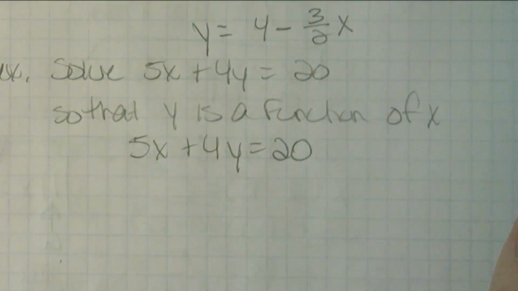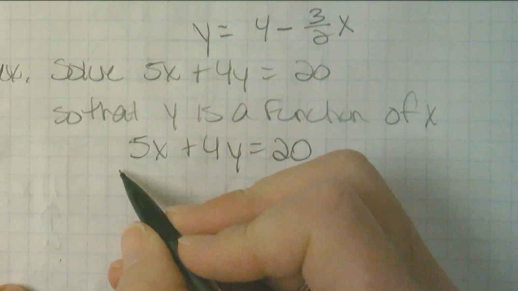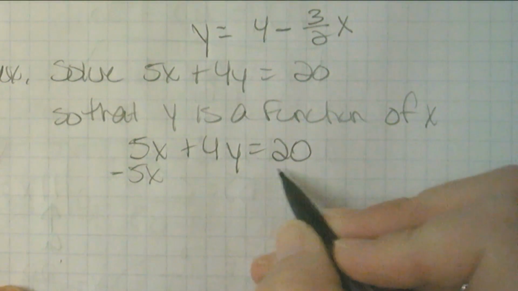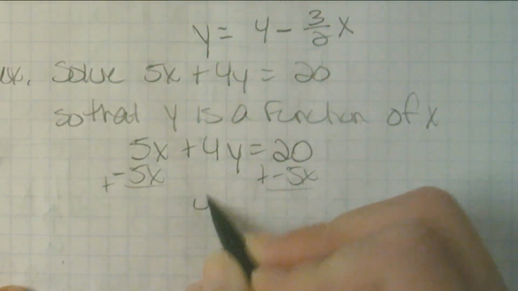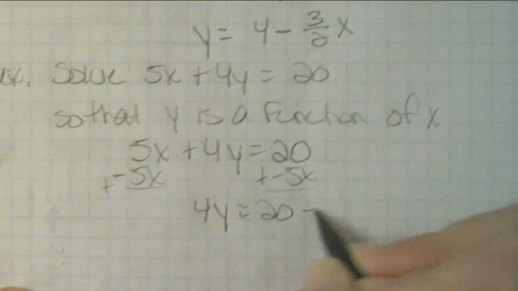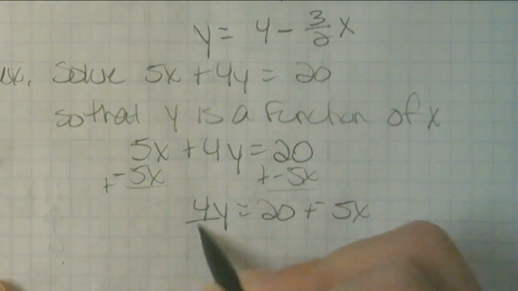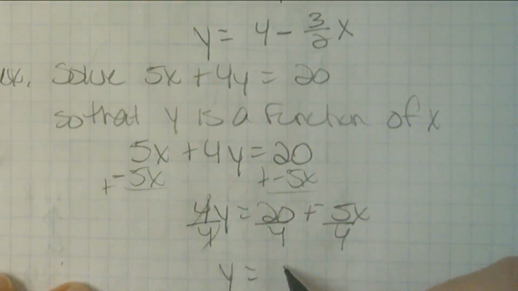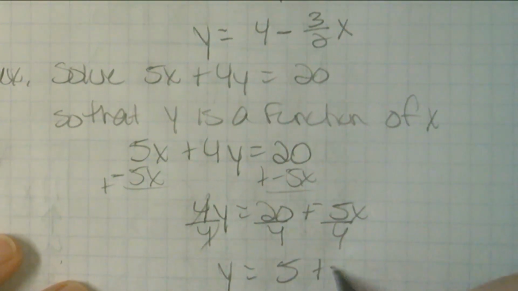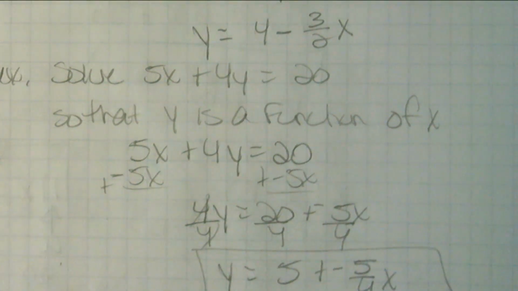What should I do first? Carmen, go ahead, sweetie. So you subtract 5x, and we'll add negative 5x to each side. Excellent. So I have 4y equals 20 minus 5x, or plus a negative 5x. Go ahead, sweetheart. Divide each one by 4. So what's y equal to? Y equals 5 plus negative 5 fourths x. Excellent. How many of you guys got that? Awesome. You guys cool with that?